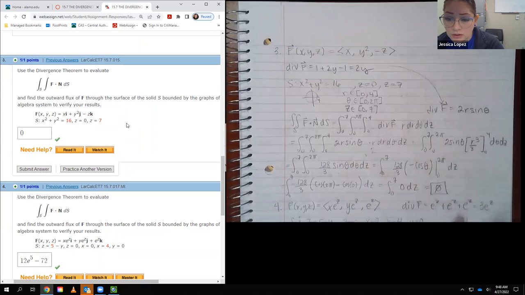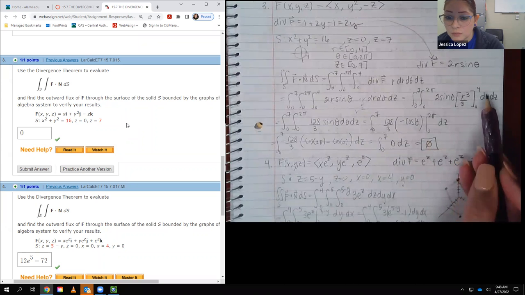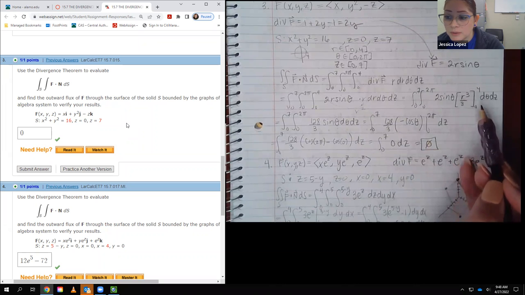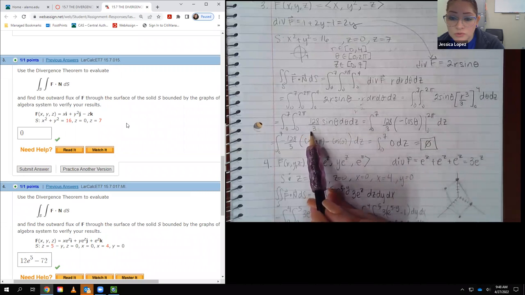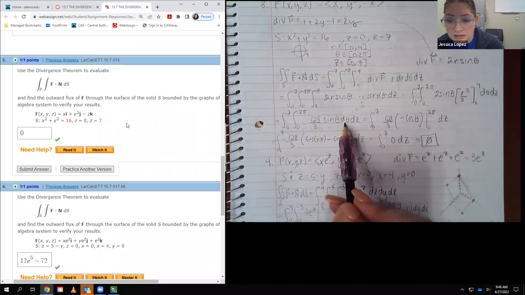And when you integrate r squared, you end up with r cubed over 3 evaluated at your bounds for r. So when I plugged in 4, I ended up with 64 over 3. And when I plugged in 0, I ended up with 0. But 64 over 3 times this 2 is where the 128 over 3 came from. And then I still have sine theta d theta dz.